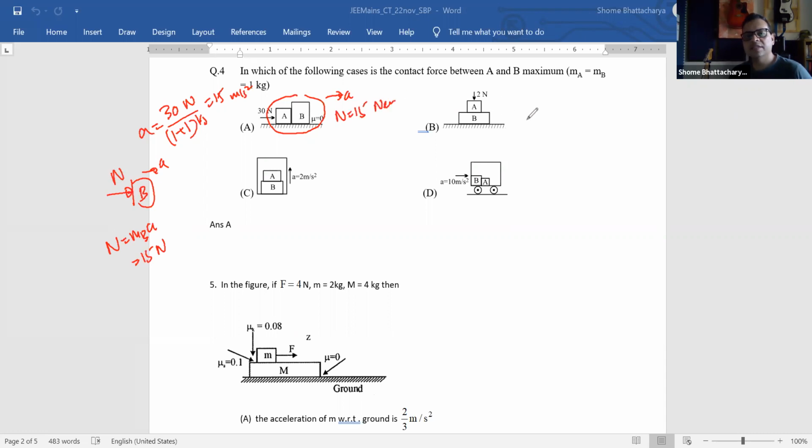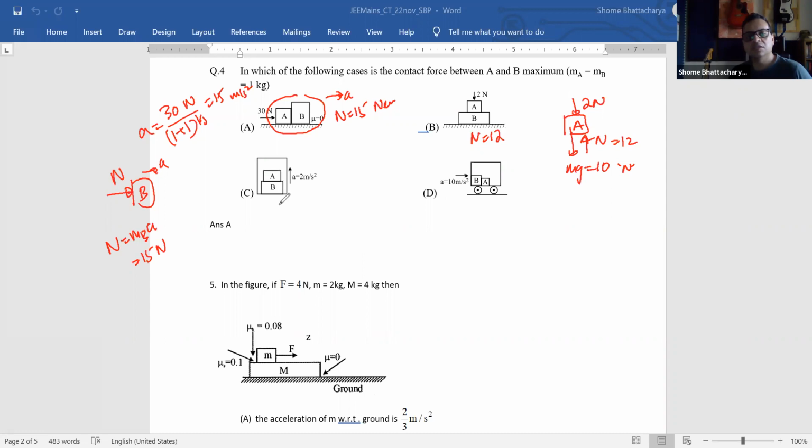Okay, but like that in the second case you see, just from A's free body diagram you will understand. There is 2 newtons acting on this. A's own weight is 10 kg, I mean 10 newtons. So what will be the contact force here? It will be 12 newtons. Okay, so in this case N is 12.